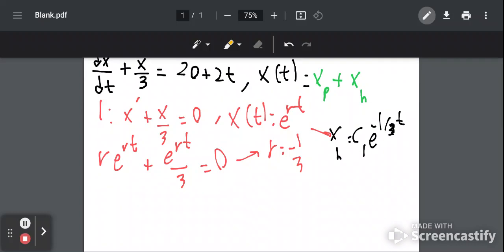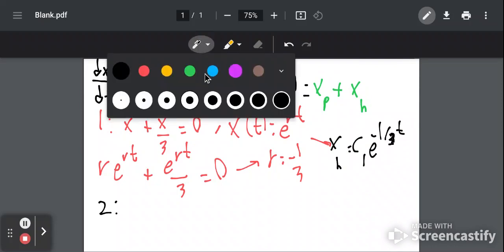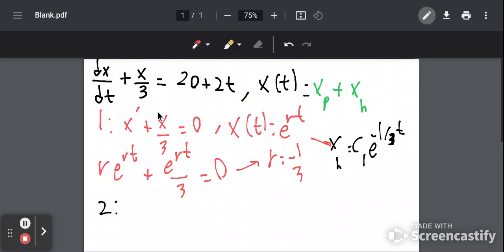The next part of the solution is the solution for x sub p. So part 2 would be the solution for x sub p. A way of solving it is called undetermined coefficients, in which the only way we can really do this is basically guess and check. We take a look at our original equation: dx/dt plus x over 3 is equal to 20 plus 2t. And we think to ourselves, what kind of function would we have if we take the derivative of it once and then add 1/3 of it, we get a linear function, 20 plus 2t.